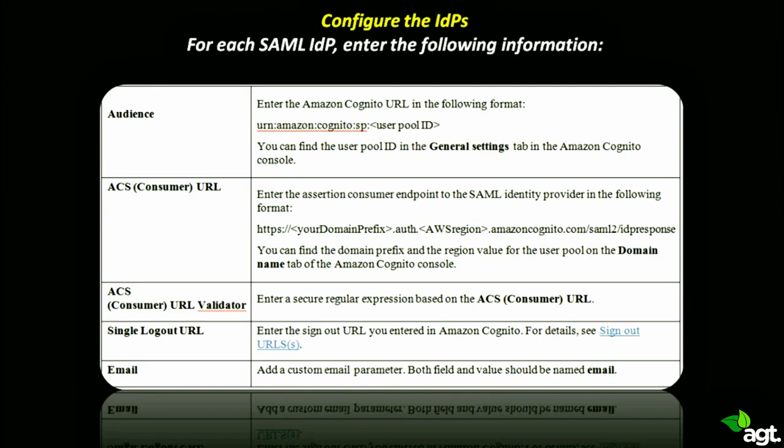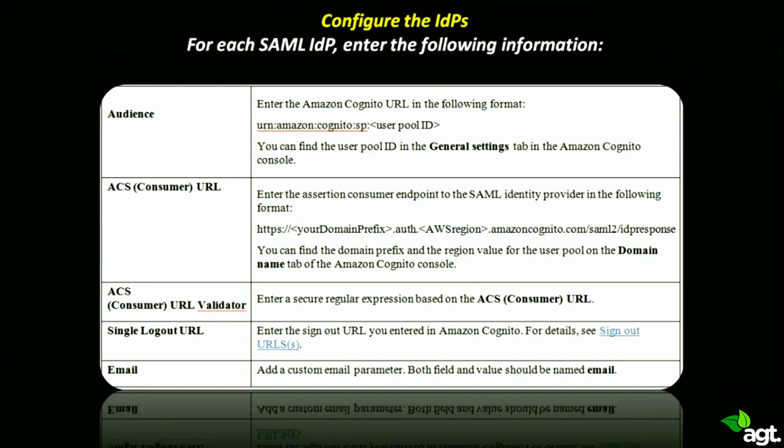Okay, what about the ACS consumer URL? Enter the assertion consumer endpoint of the SAML identity provider in the following format: http://<your domain prefix>.auth.<AWS region>.amazoncognito.com/saml2/idpresponse. This is the format of your identity provider for SAML, and you can find the domain prefix and the region value for the user pool on the Domain name tab of the Amazon Cognito console.